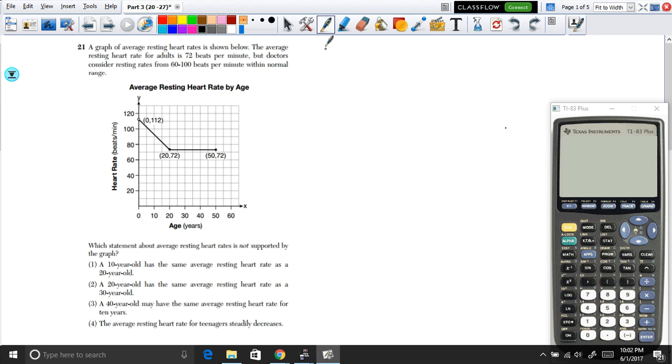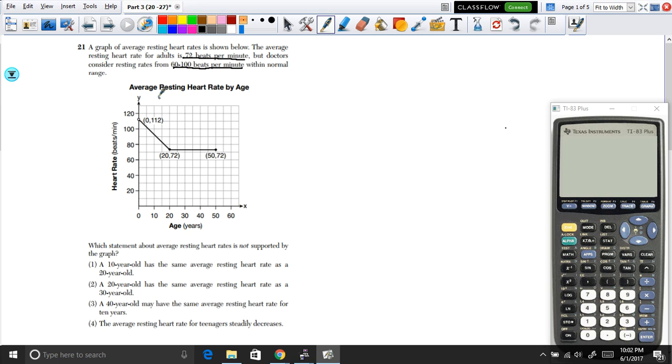Okay, now here in question 21, we have the following. It says a graph of average resting heart rates is shown below. So we have a graph that shows heart rates. The average resting heart rate of an adult is 72 beats per minute. Let me just highlight it just in case it's important. But doctors consider resting rates to be between 60 and 100 beats per minute. All right, cool. Within normal range.